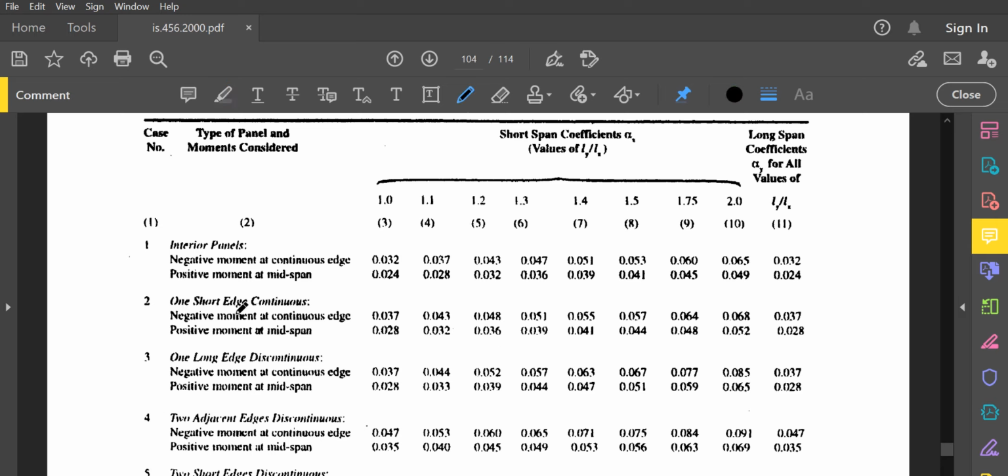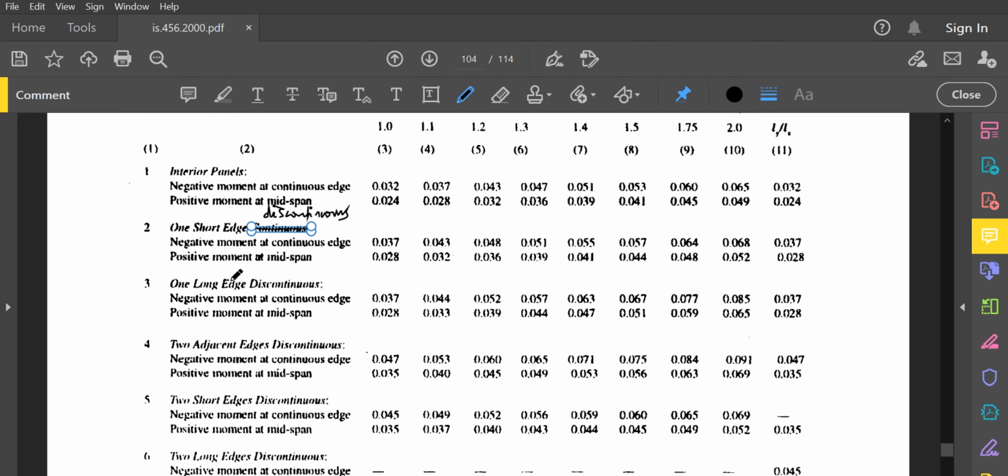Here you have to write one shorter edge discontinuous. There is a small correction in the code. This is actually one shorter edge discontinuous. That is, there are different panels. I will explain each and every panel.